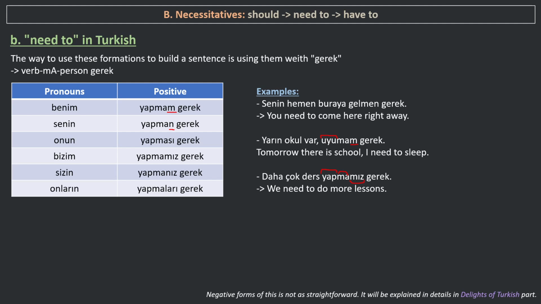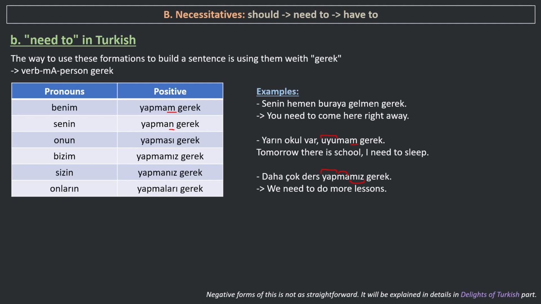Okay, and telefonumun şarjı bitmek üzere. My phone's battery is about to die. It's about to be over. Onu şarj etmem gerek. We say onu, accusative. We charge something. Okay, and söylemememiz gerek. Evet, double mez.